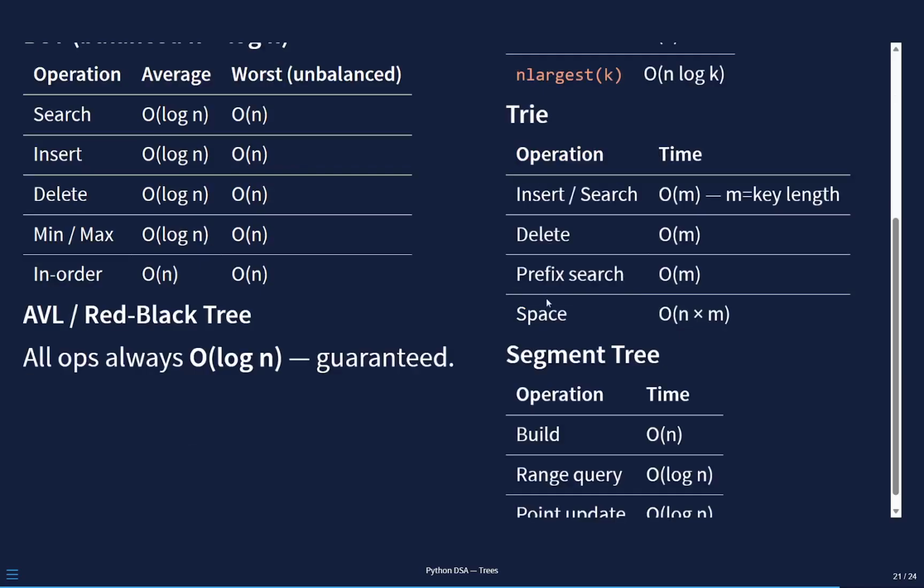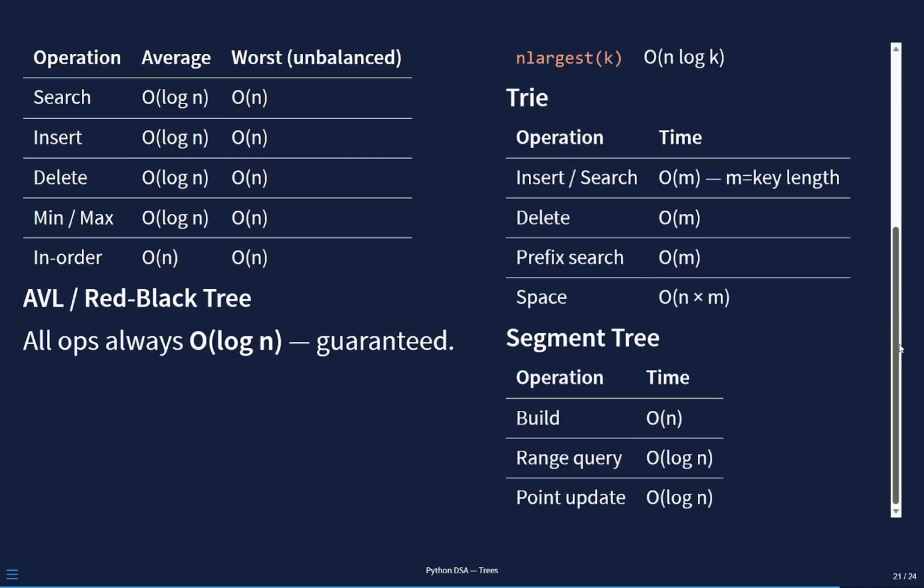Trie. All operations are O(M), where M is the key length, independent of how many words are stored. Space is O(n times M), number of words times average length. Segment tree. Build once in O(n). Each query and update is O(log n).